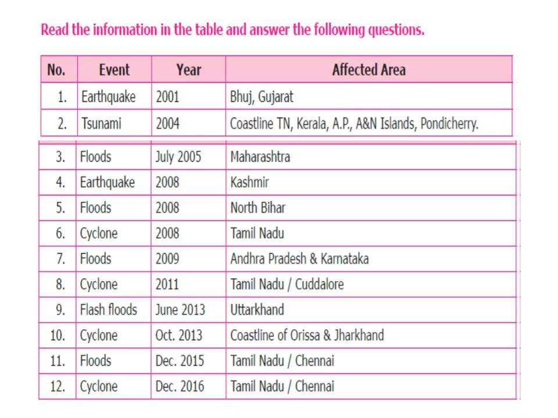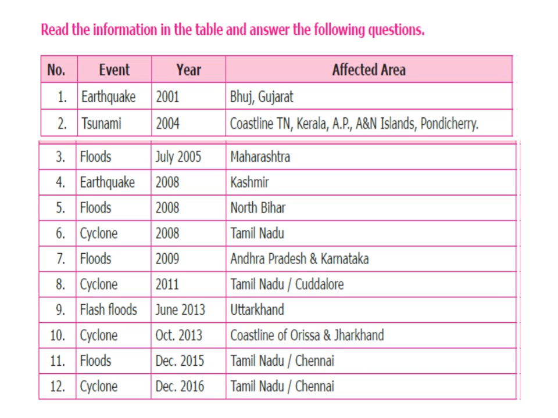Now we are going to see the tabular column. Read the information in the table and answer the following questions. Earthquake in 2001 affected area Bhuj in Gujarat. Tsunami in 2004 affected area coastline Tamil Nadu, Kerala, Andhra Pradesh, Andaman and Nicobar Islands and Pondicherry. Floods in July 2005 in Maharashtra. Earthquake in 2008 affected area Kashmir.